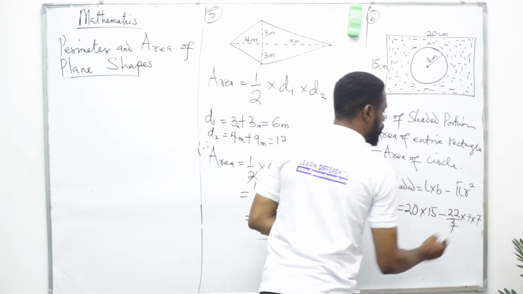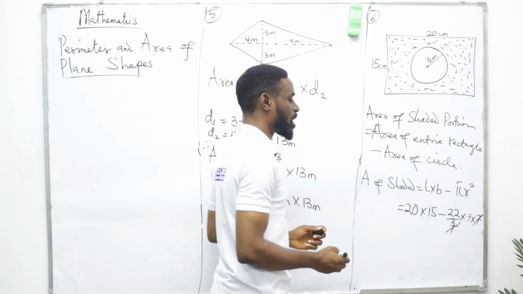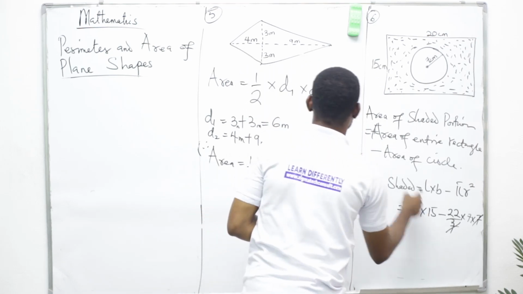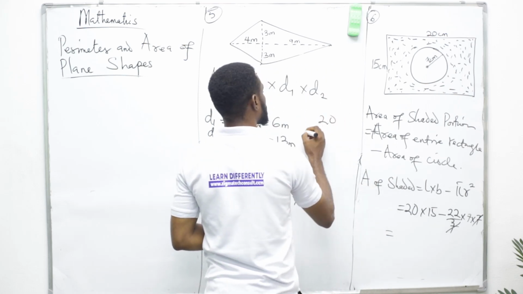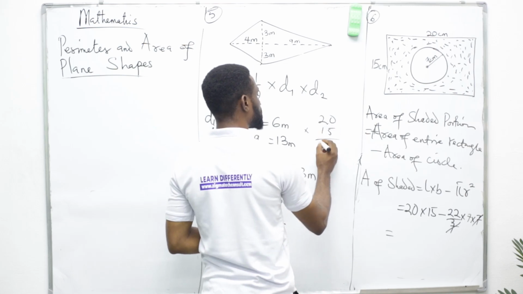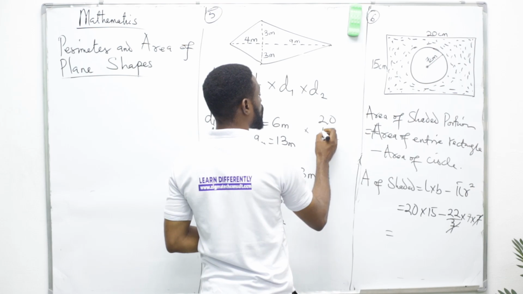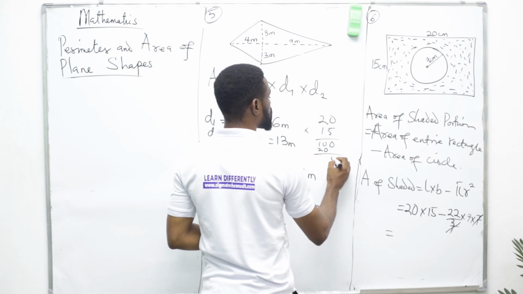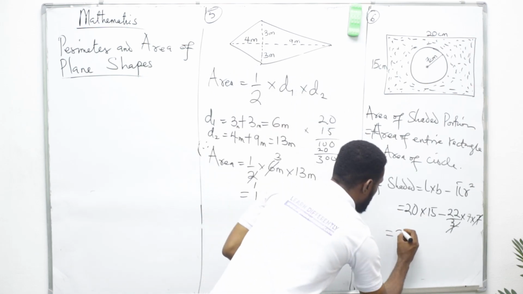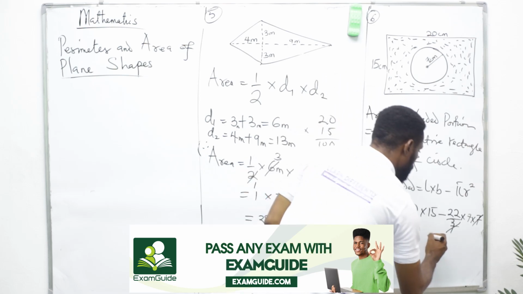Okay, all right. So what that will mean is this 7, we divide the 7 to give us 1, 1. So we'll have 20 times 15. If we do 20 times 15, 5 times 0 is 0, 5 times 2 is 10, 1 times 0 is 0, 1 times 2 is 2. So this is 300.